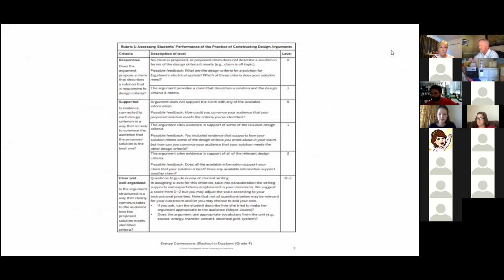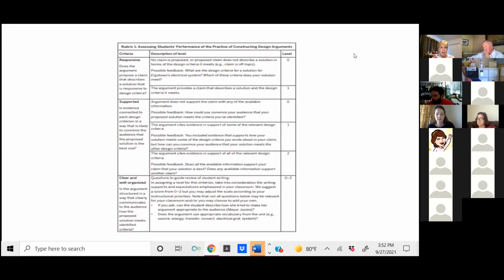So here's the first rubric where you're looking at design arguments. And we said it was looking at different things. Is it responsive? Is it supported with evidence? And is it clear and well organized? And the way this rubric is set up, and this will be the same in 5th grade for your constructing explanations, is that on whether or not the argument is responsive, if they have not proposed a claim or the claim doesn't match the question or the problem that was suggested, then they would get a 0 on that part of it.